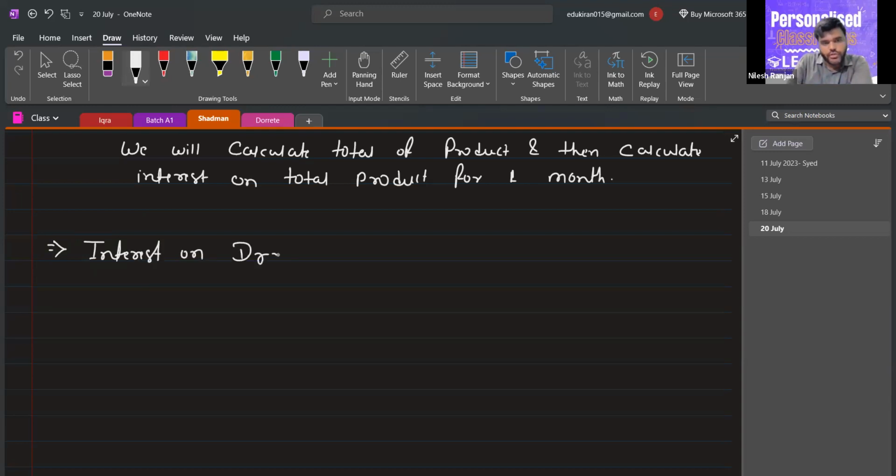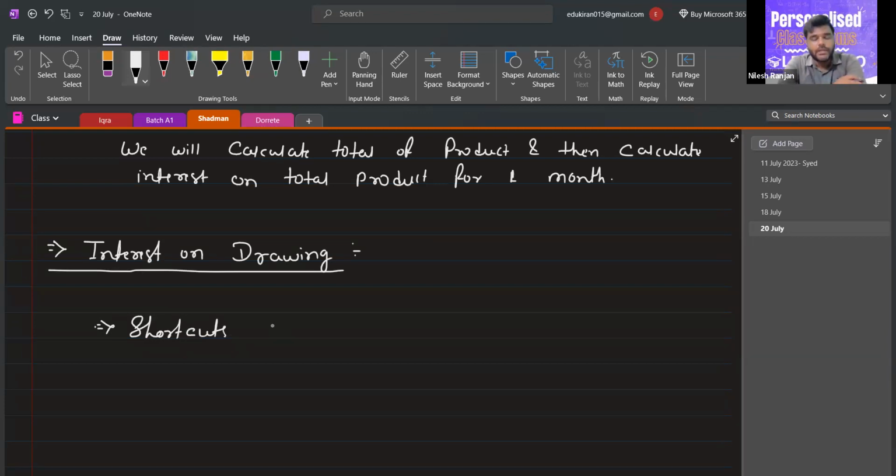So interest on drawing is calculated in the same manner as interest on capital, but there are some shortcuts for calculation of interest on drawing. And what are these shortcuts? Can you tell me? I think it is like according to the months.